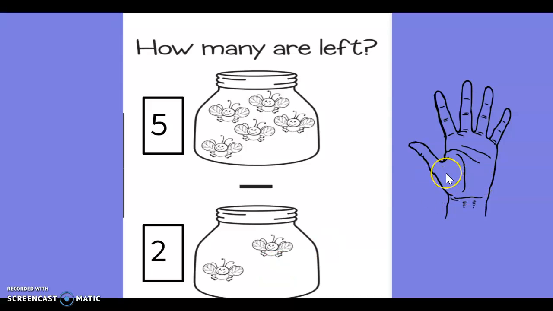Okay. Now we're going to use our fingers to take away 2. Ready? 1, 2. Okay. Now we took away 2. Now how many do we have left? We have 3. Good job. So our number sentence would say 5 minus 2 equals 3. Awesome. Okay, let's go to the next one.